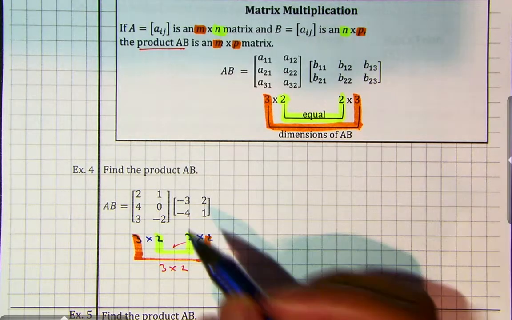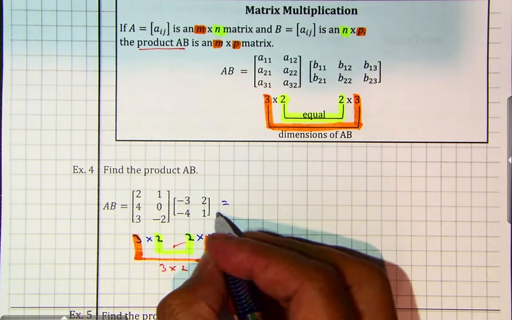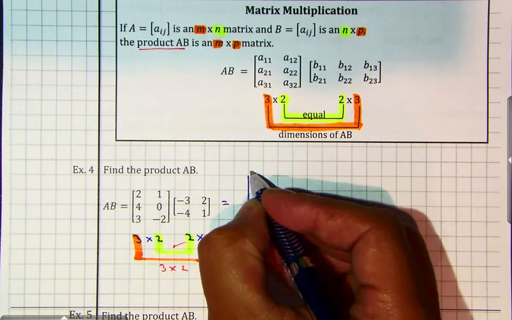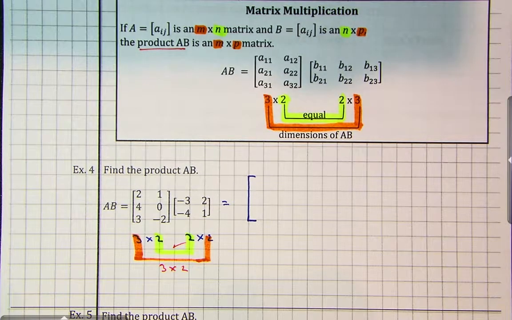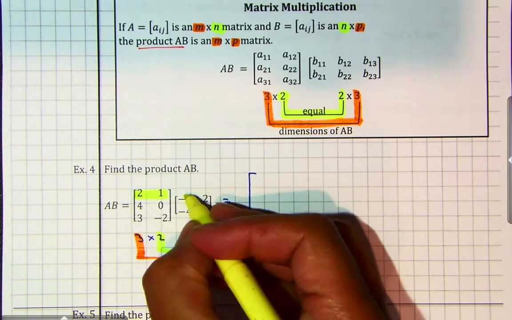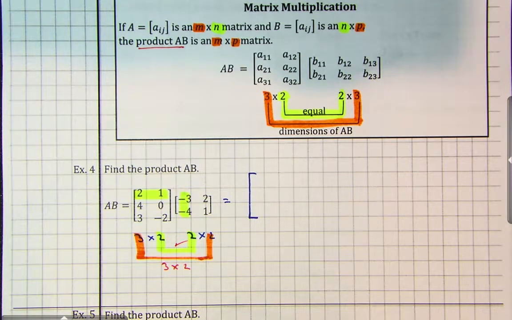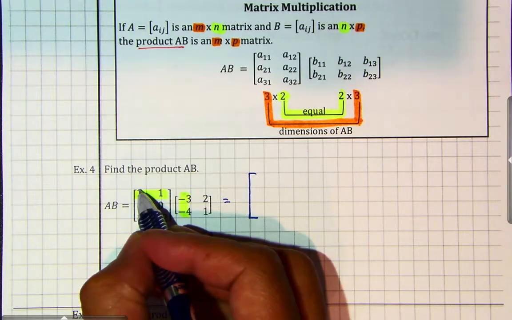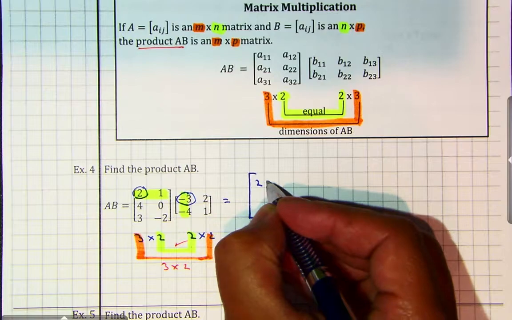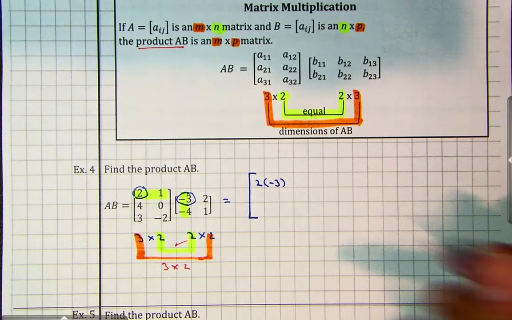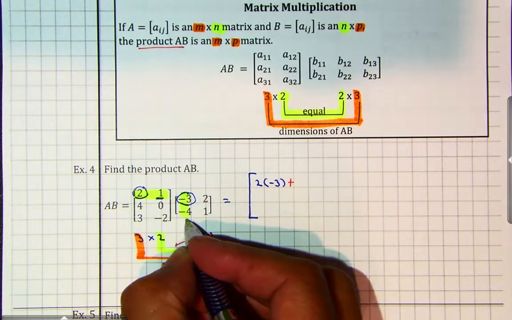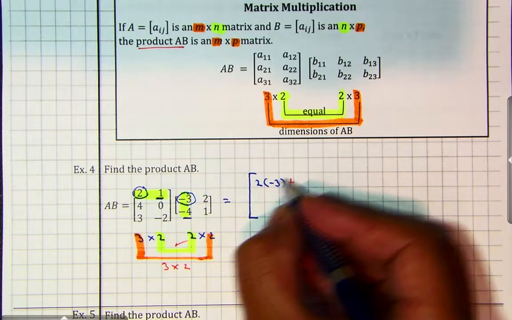So let's go and place our equal sign. Let's go and leave some space. We need 3 rows, so I'm going to go 3 high. And the way that we multiply them, we're actually going to multiply the first row by the first column. And we're going to multiply the first number by the first number. So therefore it will be 2 times negative 3, and we're going to add. Now we're going to multiply the second number by the second number, 1 times negative 4.